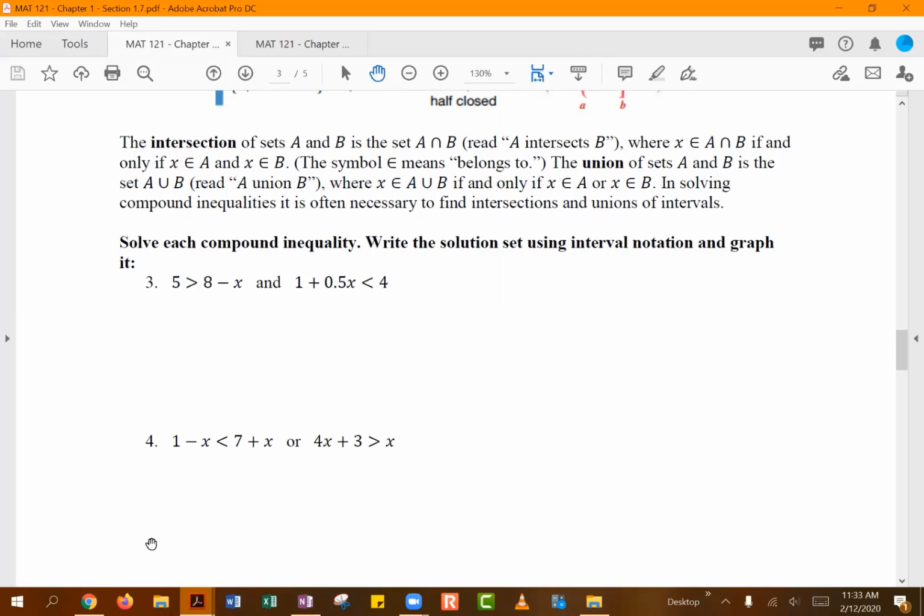So they're asking us to solve the compound inequality and then of course write our solution set both using a graph and using our interval notation. So let's go ahead and take a look at this first example here.